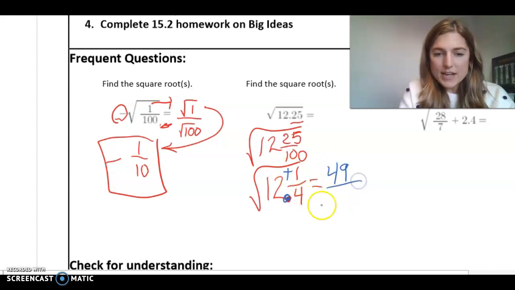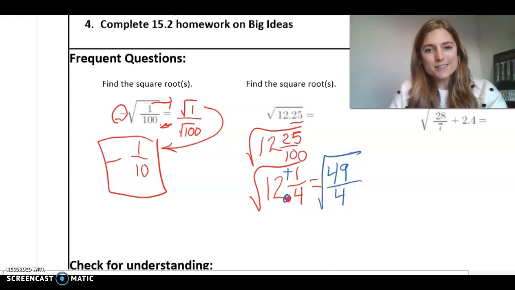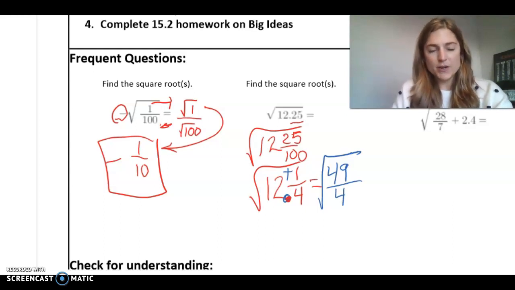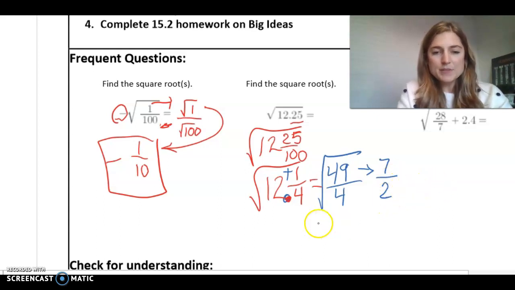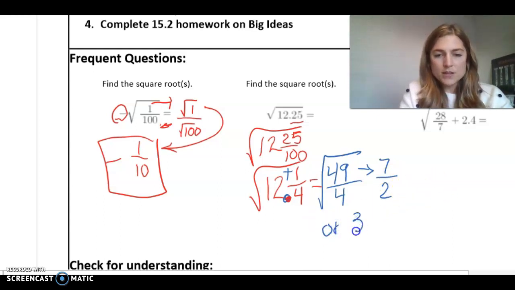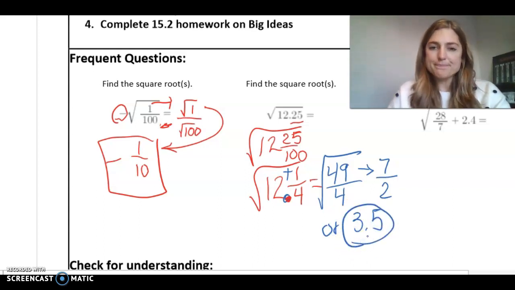Now I got 49, and then take your denominator of 4. Now this looks a little easier where I can break apart the top and the bottom into perfect squares. So the square root of 49, something times itself is 49, and that would be 7. And then the bottom, something times itself equals 4, that would be 2. So 7 over 2. You could either do 7 over 2, which I would accept, or I know Big Ideas really likes for you to reduce that to 3.5.